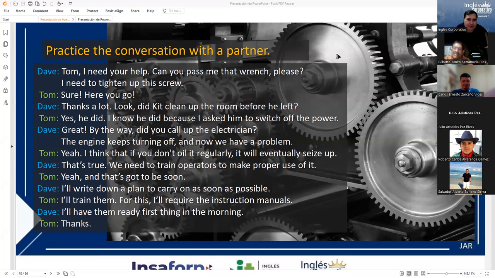Let's see. Tom, I need your help. Can you pass me that wrench, please? I need to tighten up this screw. Sure. Here you go. Thanks a lot. Look, did Kit clean up the room before he left? Yes, he did. I know he did because I asked him to switch off the power. Great. By the way, did you call up the electrician? The engine keeps turning off and now we have a problem. Yeah, I think that if you don't oil it regularly, it will eventually seize up. That's true. We need to train operators to make proper use of it. Yeah, and that's going to be soon. I'll write down a plan to carry on as soon as possible. I'll train them. For this, I'll require the instruction manuals. I'll have them ready first thing in the morning. Thanks. Okay.